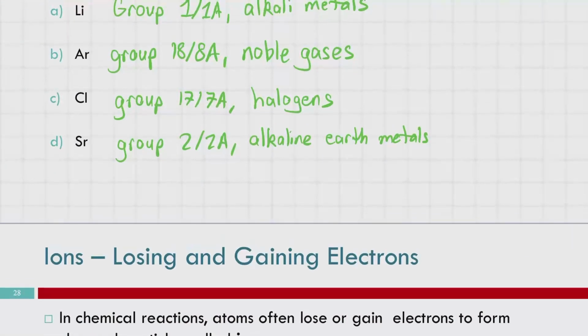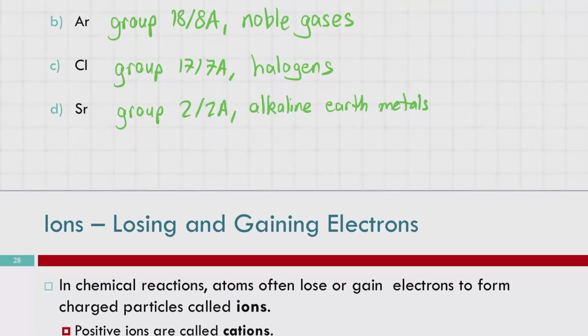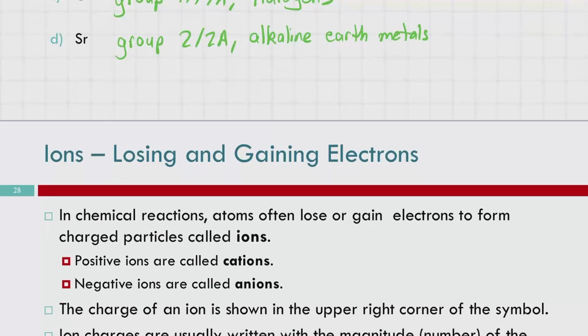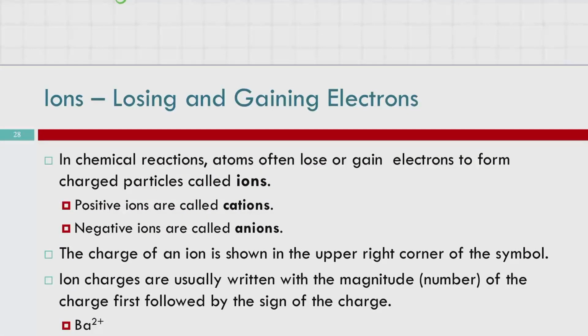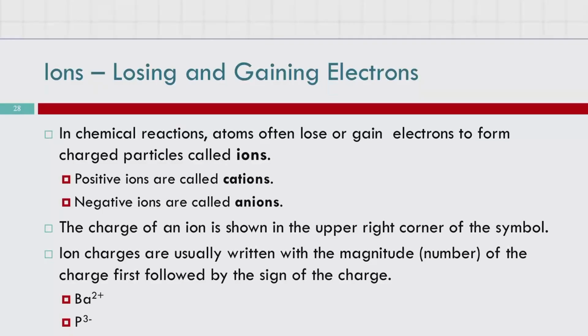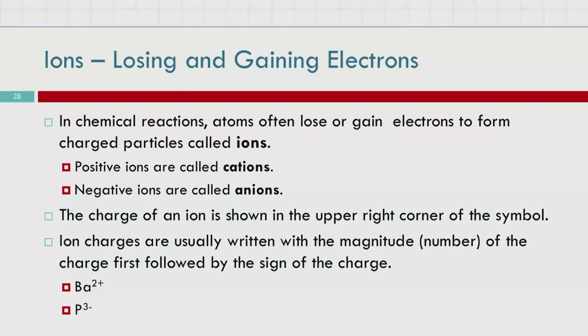So we've talked about changing the number of protons. What happens if you change the number of protons? Yeah, it'll turn into a different element. So the number of protons, that's that number in the top right, the Z, the atomic number. If you change that number, it turns into a different element. We're going to talk now about changing the number of electrons. If you change the number of electrons, we're making ions.